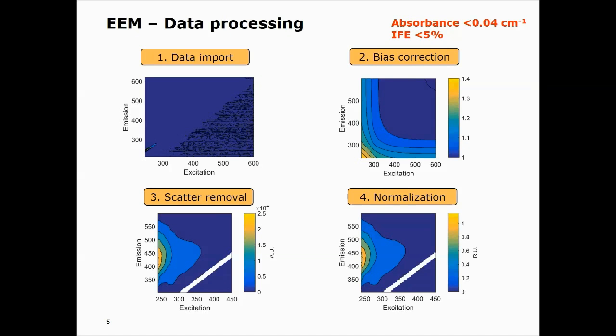And the last step, the normalization, the only thing that changes here is the unit of the color bar. In step 3, we had arbitrary units that totally depend on the fluorescence intensity, which is a function of the excitation light that comes into our sample. And after step 4, we normalize this signal to what we call Raman units, so the Raman area under the peak at excitation 350, emission 397.